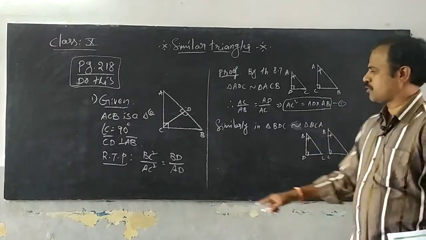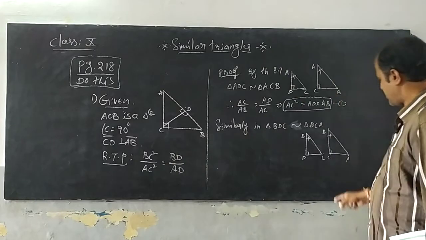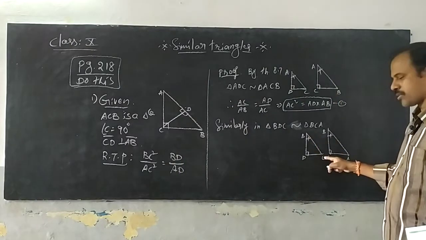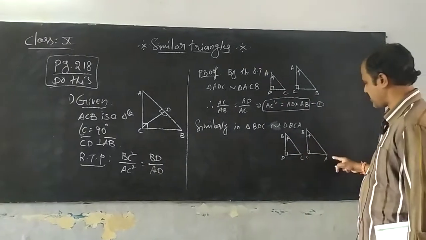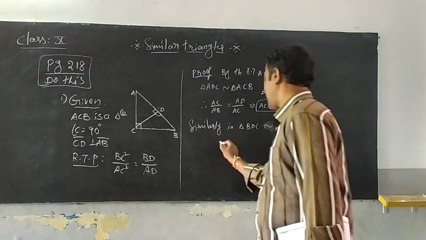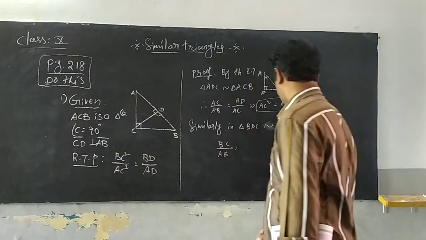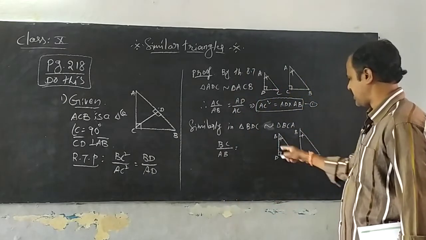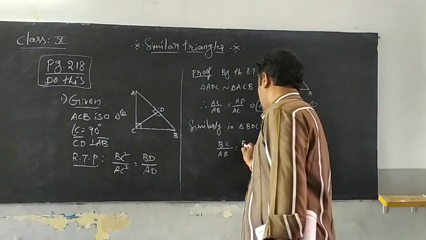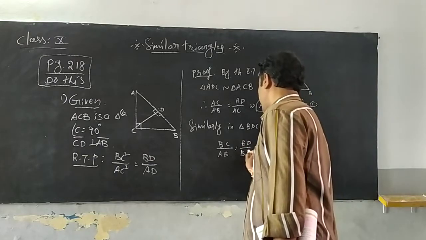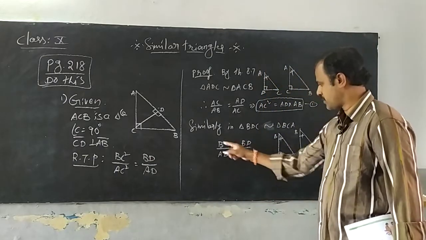Now tell me the ratios we require. You want BC square. So take BC here. BC is the hypotenuse. Similar to BC, what is here? BA or AB. So you can write BC by AB is equal to, according to BC here, you have BD. So BD by BC. Okay, you make the cross multiplication.